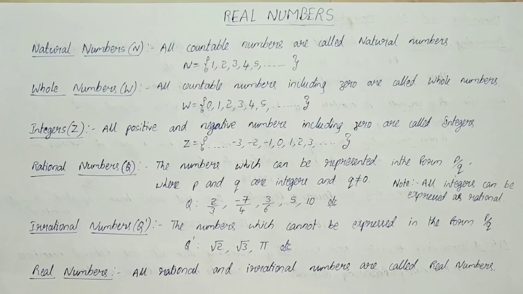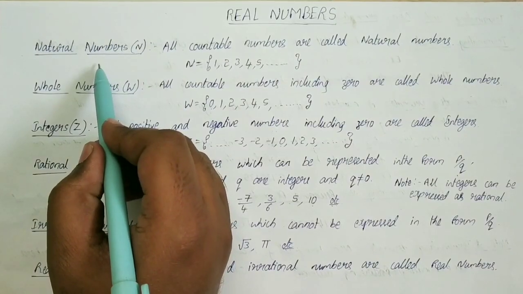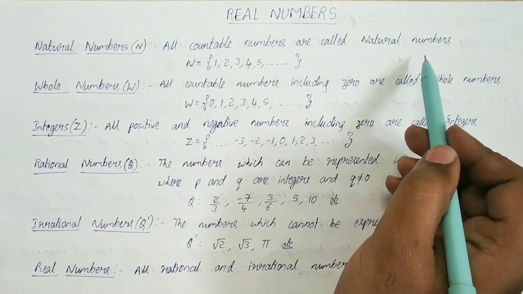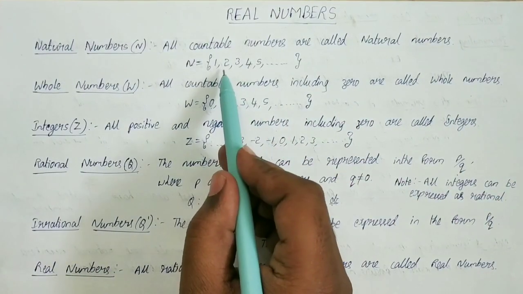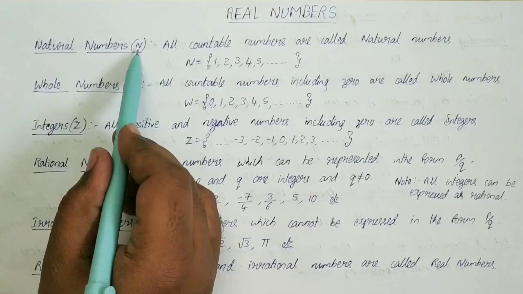So first one is natural numbers. What is natural numbers then? As you all know, all countable numbers are called natural numbers. In simple way we can say that the numbers starting from 1 we can call as natural numbers. Natural number is denoted by N.